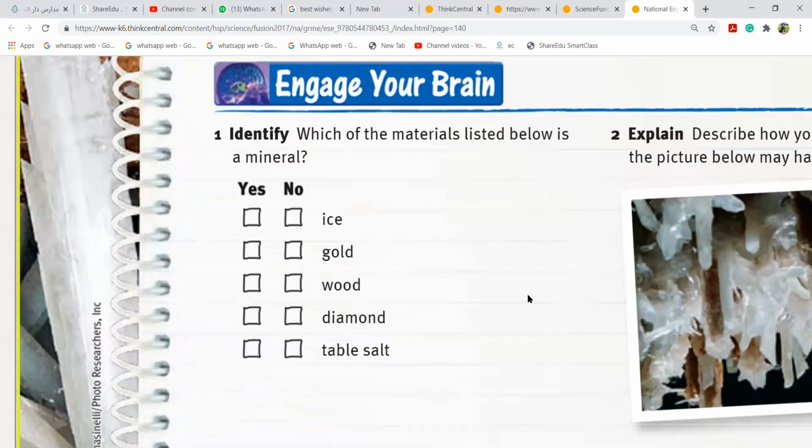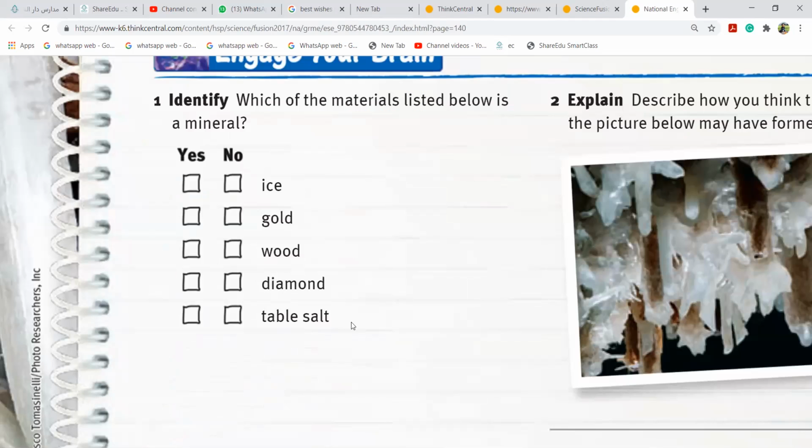So first of all, which of the materials listed below is a mineral? What do you think, girls? You can help me with this. Which one is a mineral here? Ice, is it a mineral? No, it's not. Gold? Yes. Wood? No. Diamond? Yes. Table? No. It's not a mineral.